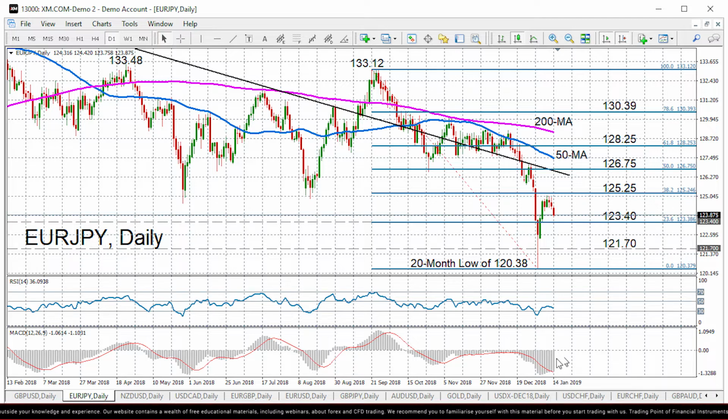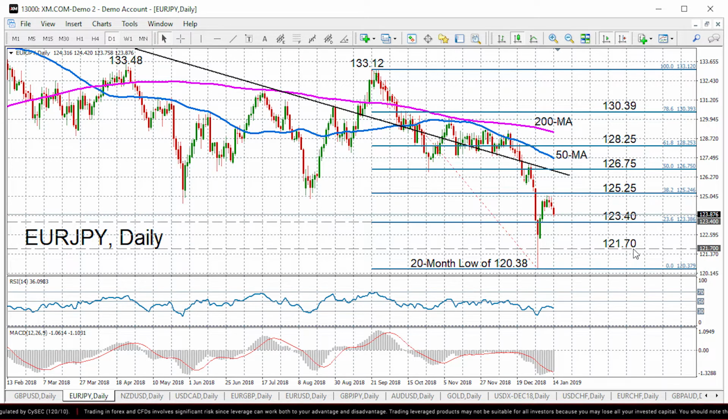The MACD had also recovered above its signal line. Now it's also at risk of moving back below it. So if euro yen continues to head downwards, support should come at the 23.6% Fibonacci retracement of the downline from 133.12 to 120.38. So that's around 123.40. If that support is broken, we could then see the 121.70 level.